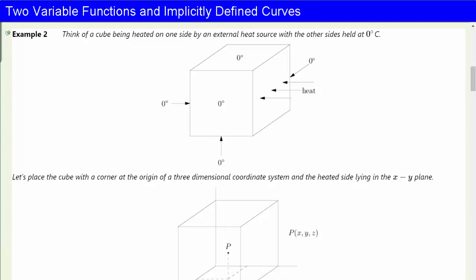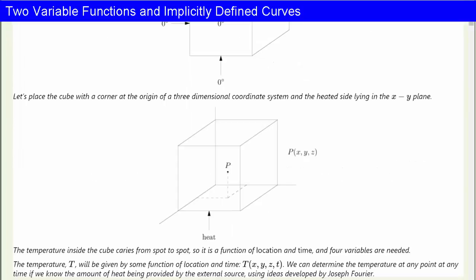Now, for a more interesting example, think of a cube being heated on one side by an external heat source, with the other three sides held at 0 degrees Celsius. This is the type of heating experienced by a spacecraft with the sun providing the external heat source. Let's place our cube with a corner at the origin of a three-dimensional coordinate system and the heated side lying in the xy plane. Then the temperature inside the cube varies from point to point, so it is a function of location and time, and four variables are needed.